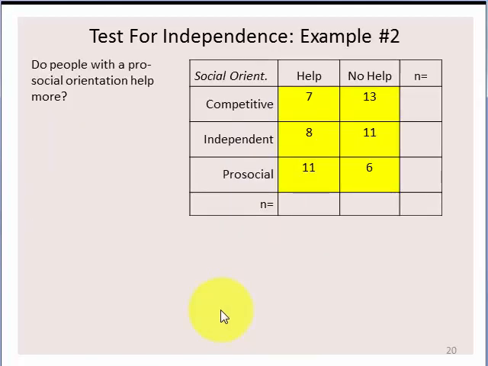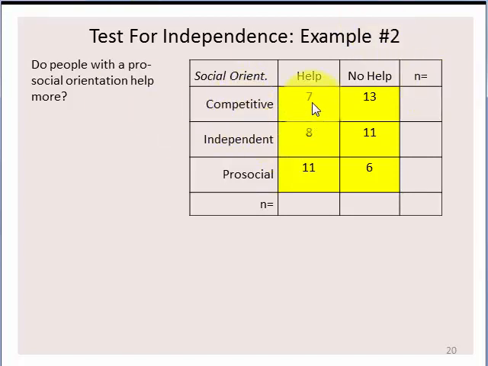Okay, example number 2. Here we're going to look at pro-social orientation, or social orientation, and helping. There's a research tradition where you can categorize people as competitive, independent, or pro-social. Pro-social people like helping other people. People that are independent want to maximize their outcomes. They don't care about other people. And people that are competitive want to maximize their outcomes relative to other people. What they care about is winning. So the pro-social, they want everybody to be in a nice house. The independent, they want to be in the best house. They don't care about anybody else. And the competitive, they want to be in a house that's bigger than other people.